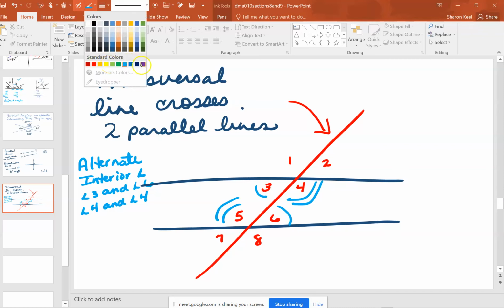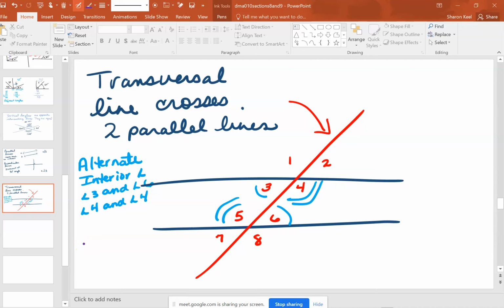If I wanted to identify, let's see, corresponding angles. Corresponding angles are in the same relative location. So, for example, if I were to start with angle 1 being here, what is in the same relative location as angle 1? Being above the parallel and to the left of the transversal. What would be corresponding to 1 would be angle 5.